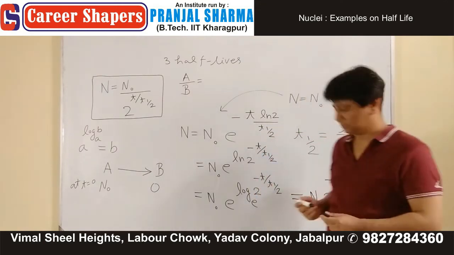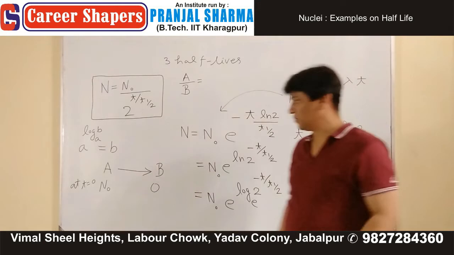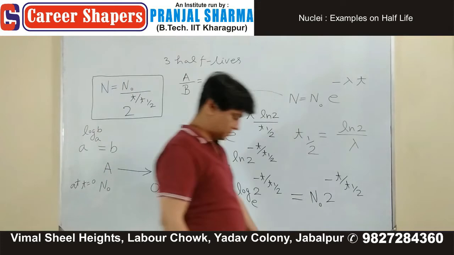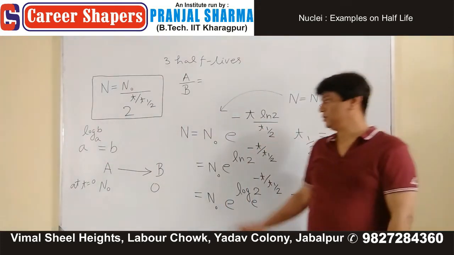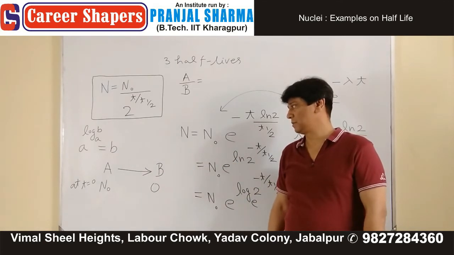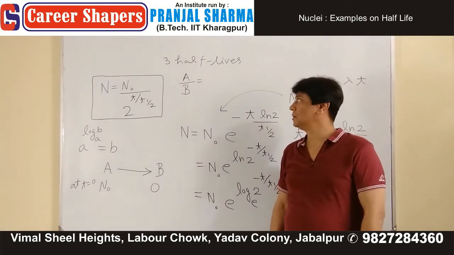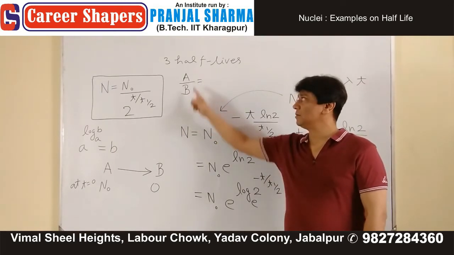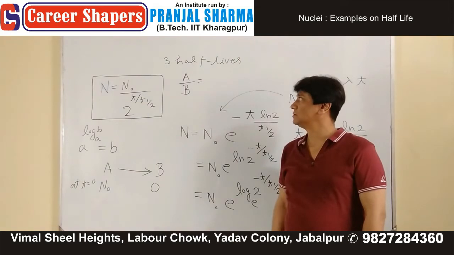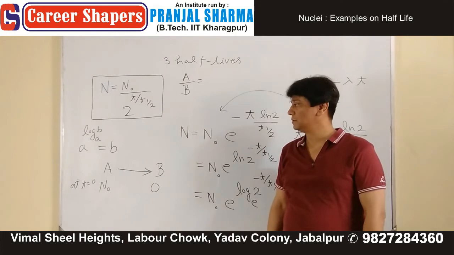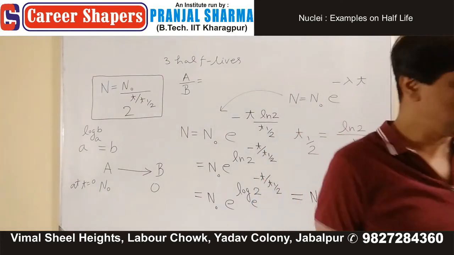Write down the question. In a given radioactive sample, initially only parent nuclide A is present. Find out the ratio of A and B, parent and daughter nuclides, after 3 half-lives. Should not take more than 20-30 seconds.